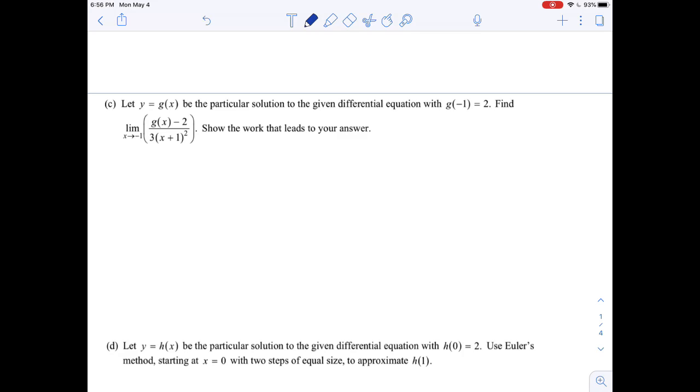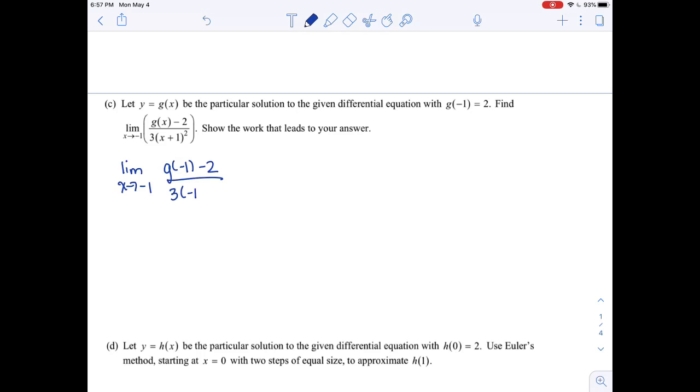Okay, part C. Let y equals g of x be a particular solution to the given differential equation with g of -1 equals 2. Find the limit as x goes to -1 of this expression. Show the work that leads to your answer. I would imagine if you see a limit in a part 2 question, hopefully L'Hopital should be ringing in your head because that's very likely what you're going to have to end up doing.